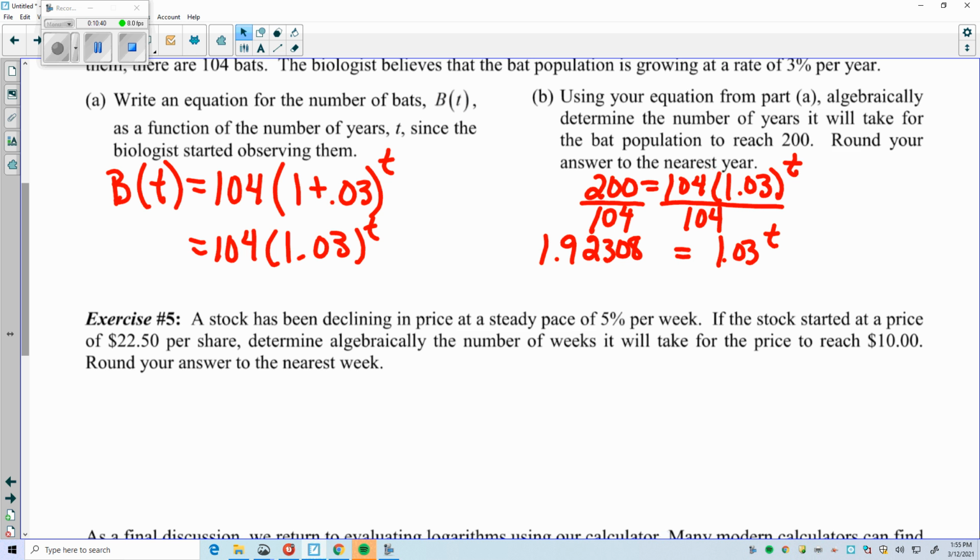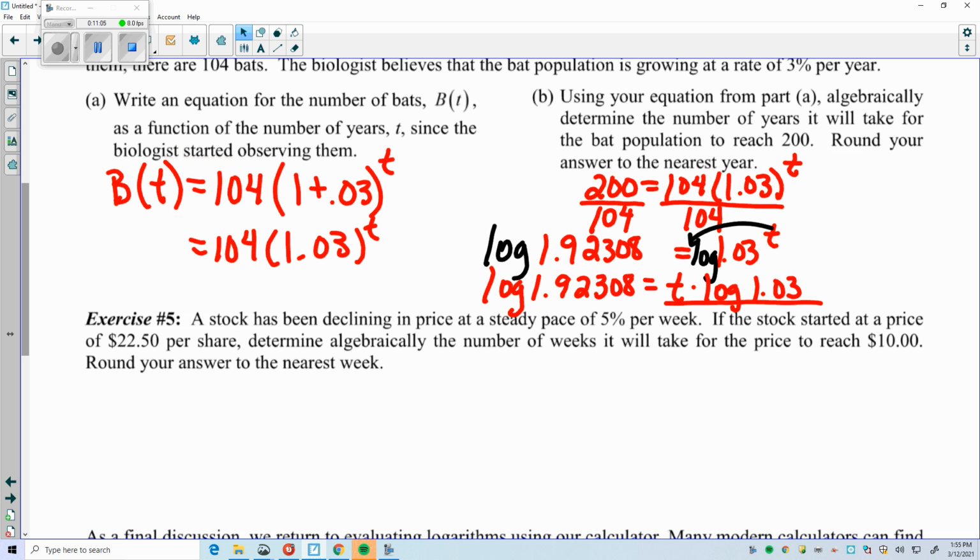Okay, what I'm trying to do is solve for t. T is an exponent. So with our log properties, I could introduce a log to each side, and that allows me to bring that exponent down in front. So now everything's on one line. Okay, so now t is down in front. It's being multiplied by log of 1.03. And now, like we did in our other problems, I can divide each side through by the log of 1.03.